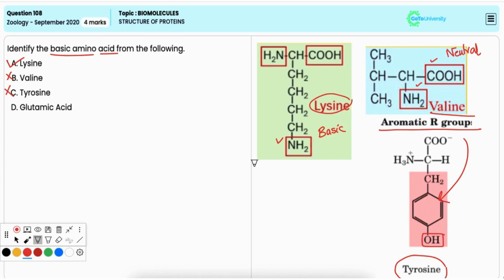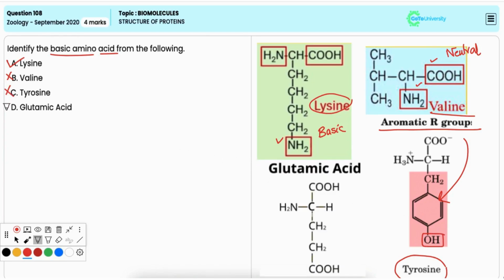Option D, glutamic acid. It is also incorrect because glutamic acid is an acidic amino acid due to the presence of carboxyl group in the side chain, which can donate protons, giving it an acidic character at physiological pH.